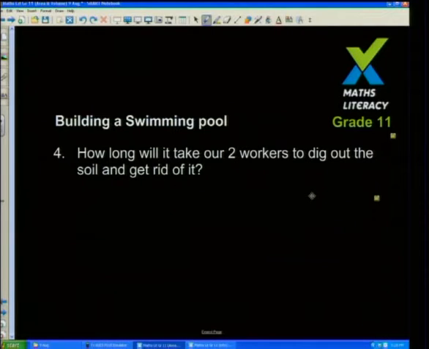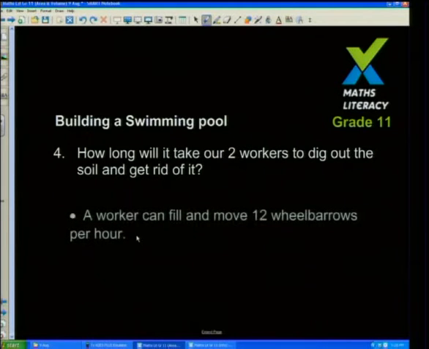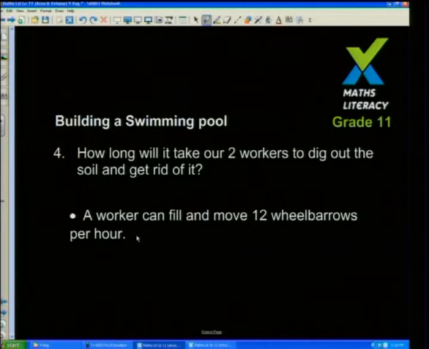Now, how long will it take our 2 workers to dig out the soil and get rid of it? Right, so now remember, look how this information's just come up on the board here. A worker can fill and move 12 wheelbarrows per hour. So how long will it take our 2 workers to dig out the soil and get rid of it?